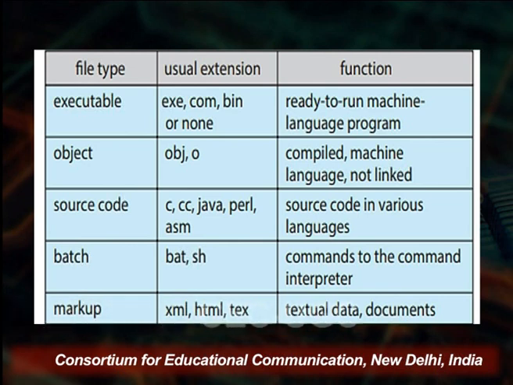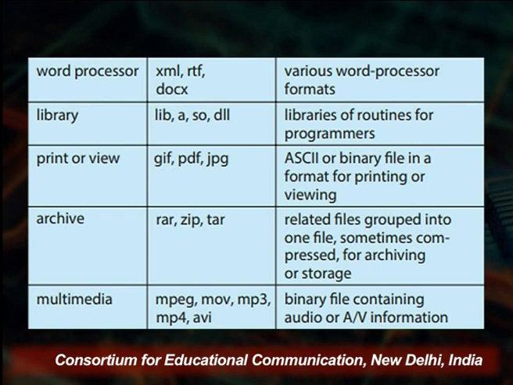Then we have source code files, or program code in various languages like .c, .cc, .java, .perl and so on. Then we have batch files which are commands given to the command interpreter, .bat or .sh as in shell files. Then we have markup document files containing markup data for web page designing, like XML, HTML and text. Then we have word processor files, normal formats like RTF, docx.